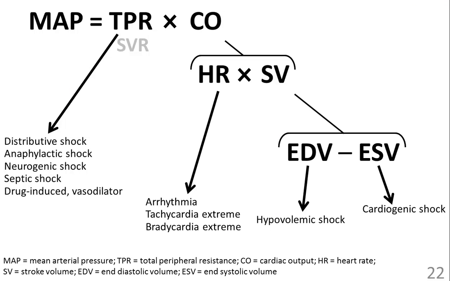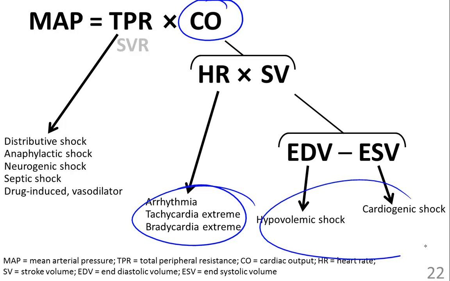Okay, and there's a good diagram, I'm not sure what textbook I found this from, but they broke it down by the different types of shock, what's it affecting, again, your cardiac output, things on this side, and total peripheral resistance on this side.